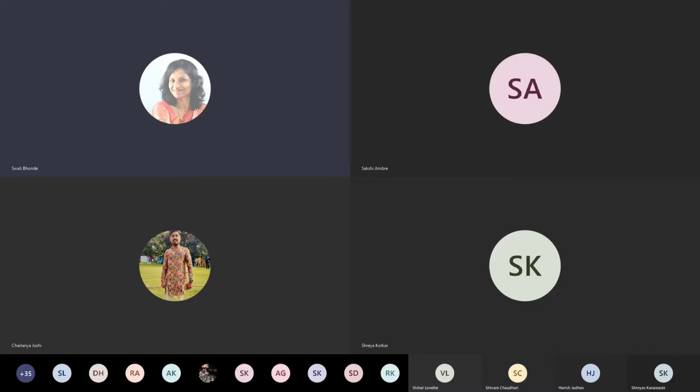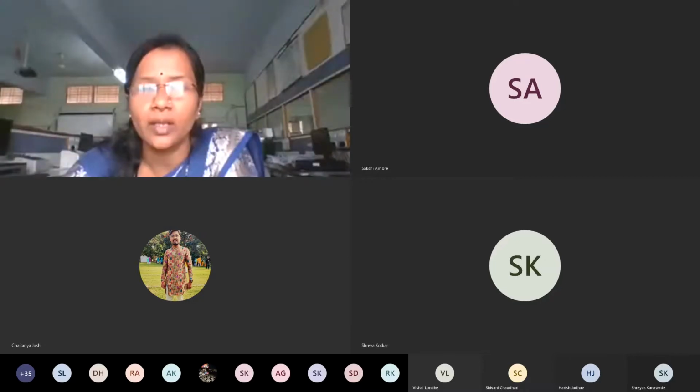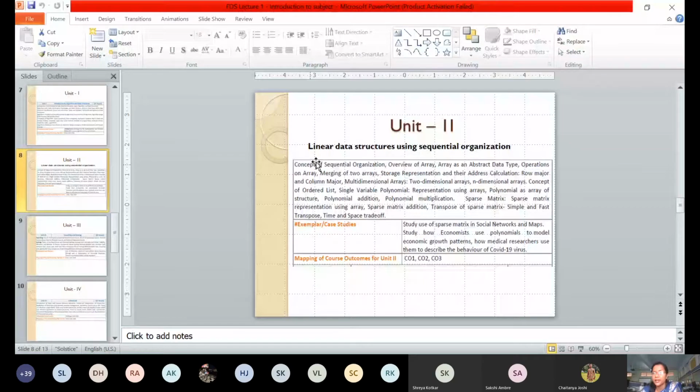Of operation you can perform on the array. You can see in the syllabus given merging of two arrays, right? Then storage representation and address calculation. So we all know that there are two methods for representing an array: the row major method and the column major method. We can also have multi-dimensional arrays, two-dimensional arrays, n-dimensional arrays.